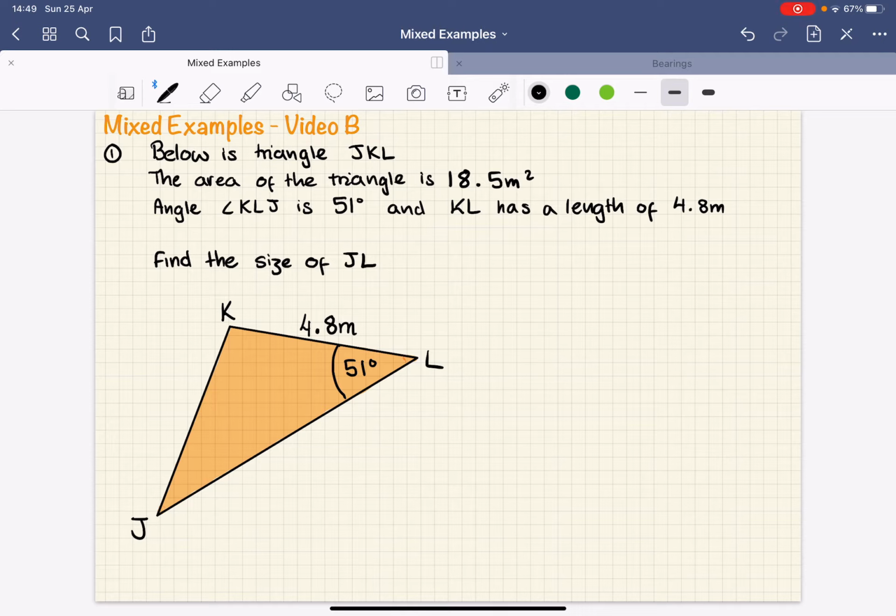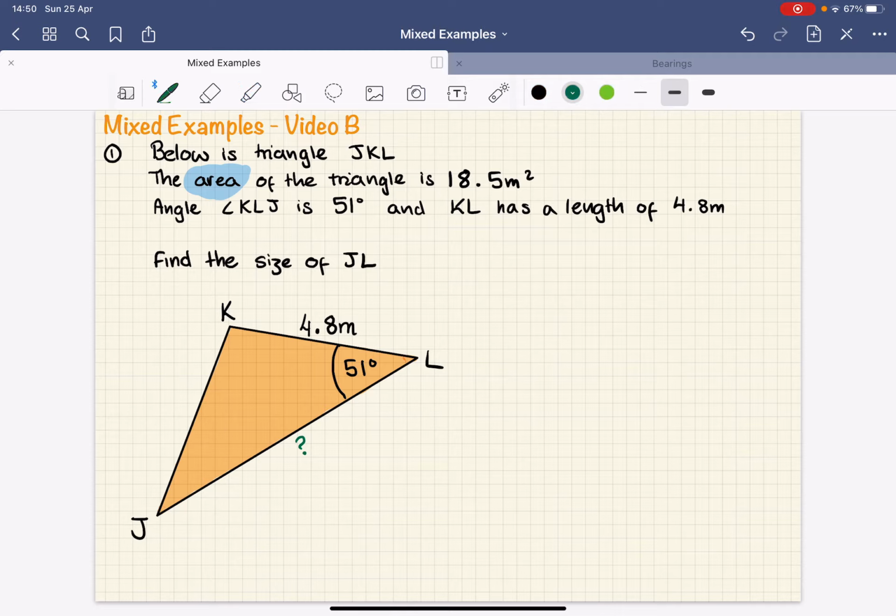So for the first one, we've got below is a triangle JKL. The area of the triangle is 18.5 meters squared. Angle KLJ is 51 degrees and KL has a length of 4.8 meters. Find the size of JL. So the thing I'm wanting to find out is this length here. The fact it does mention what the area of the triangle is tells me we're going to be using our area formula.